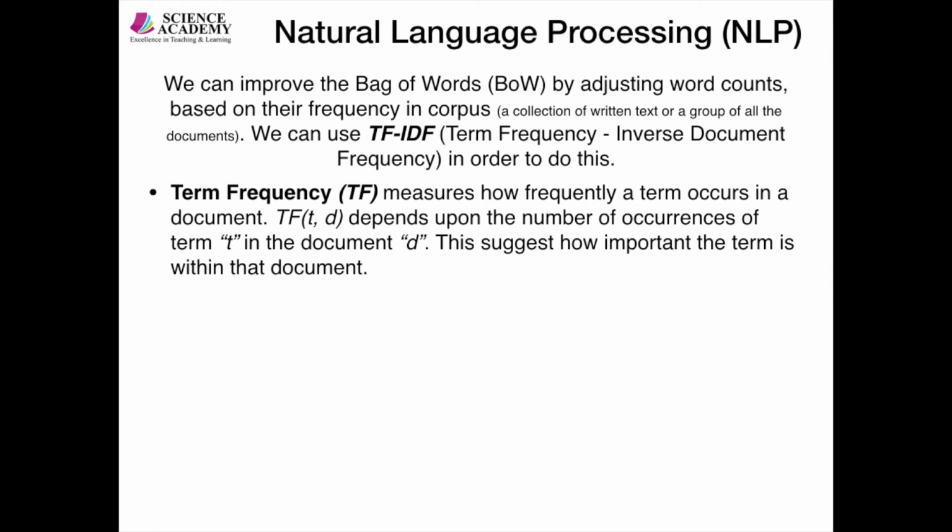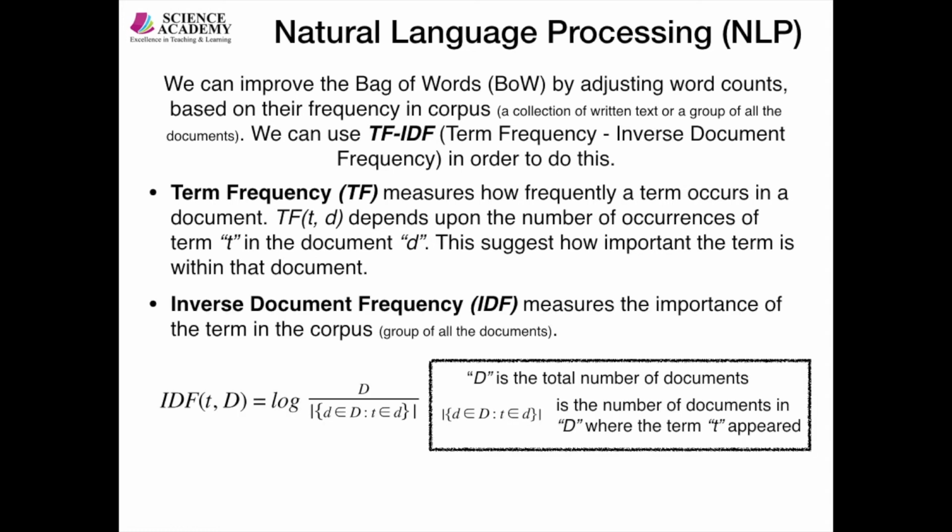Term frequency measures how frequently a term occurs in a document. Term frequency depends upon the number of occurrences of term T in the document, small d here. This suggests how important the term is within that document.